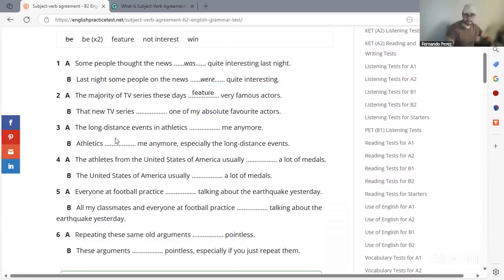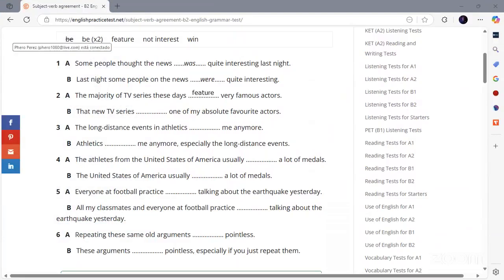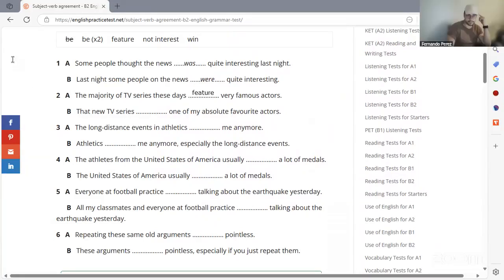What about B? That new TV series features one of my absolute favorite actors. Perfect. Features. That's right. You are reading subjects. Good job. Number 3, action.